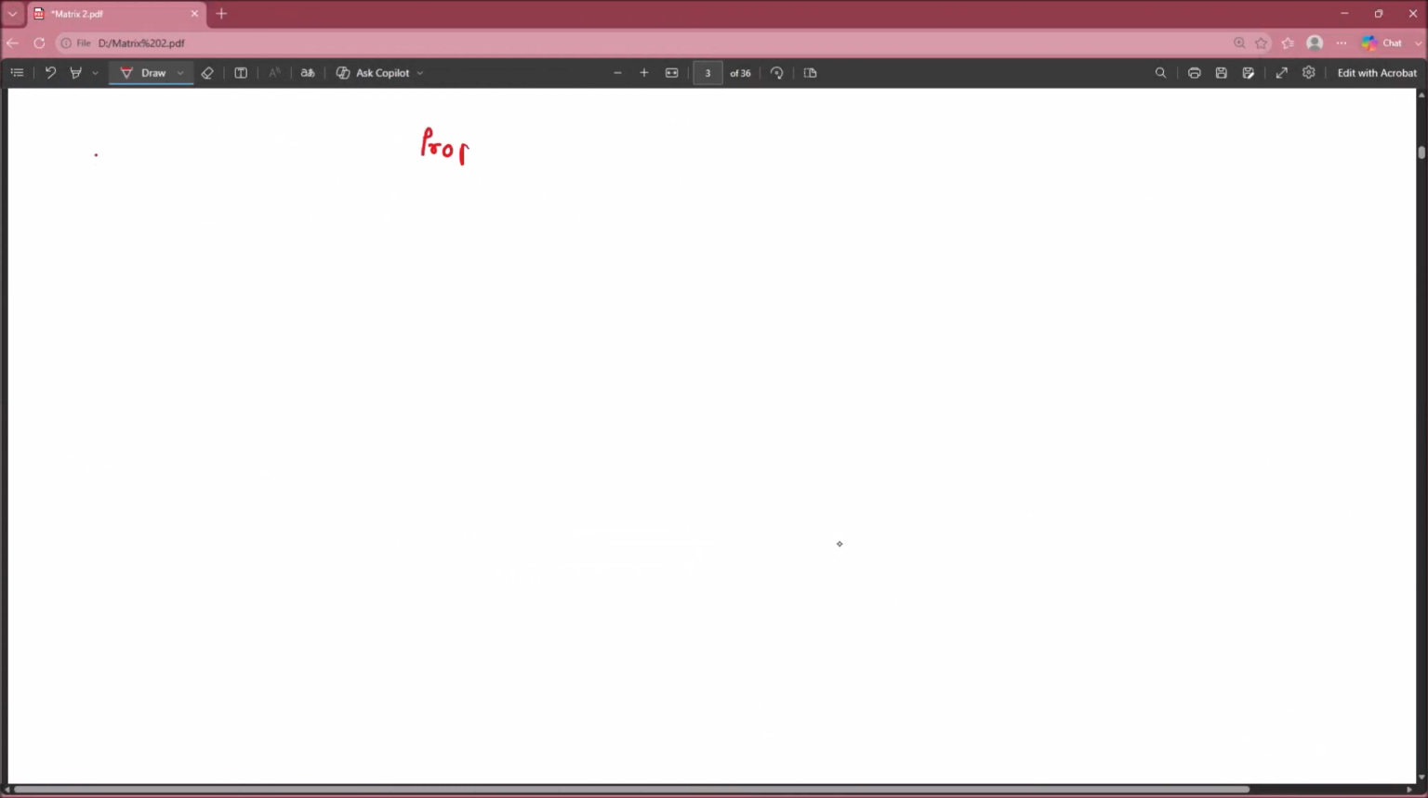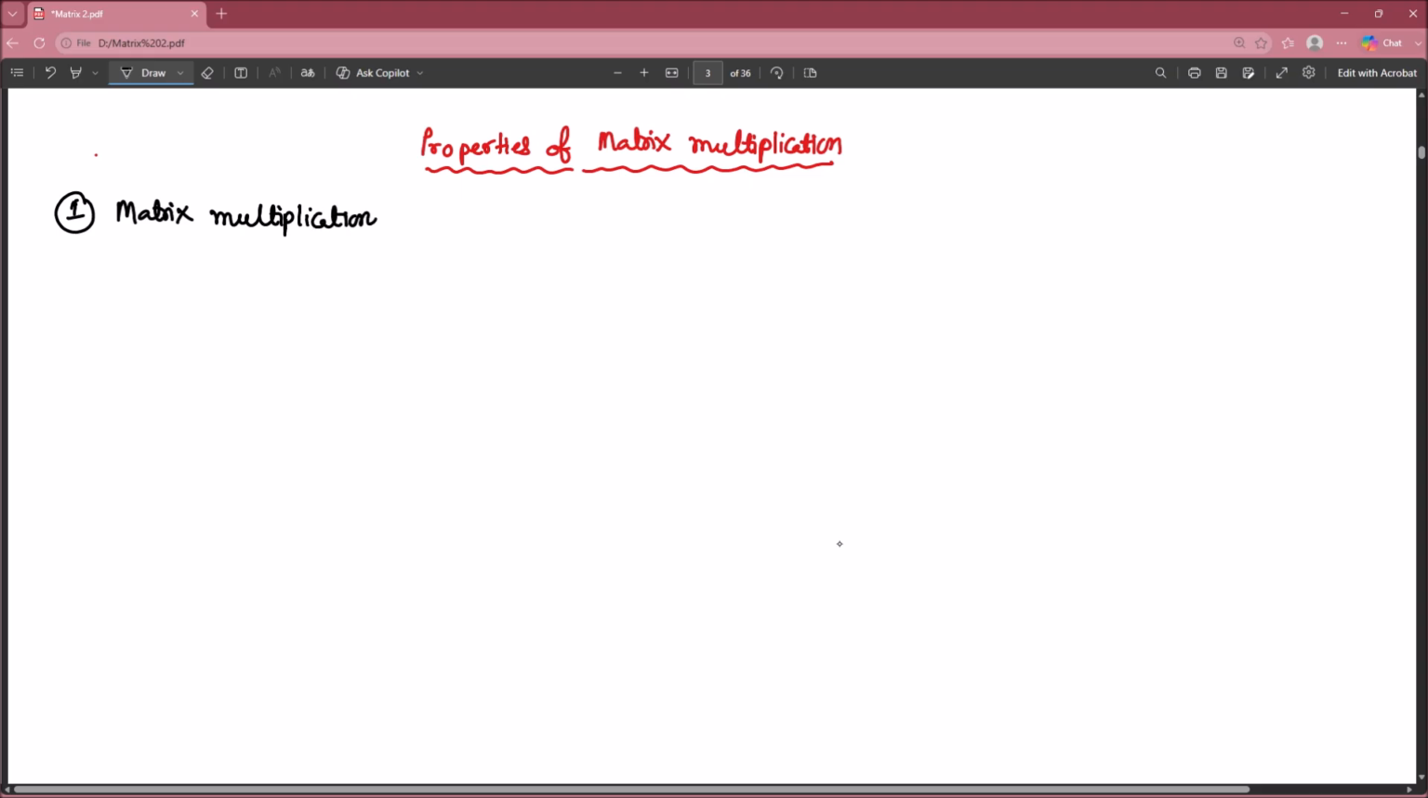Properties of matrix multiplication. So first, matrix multiplication is associative.